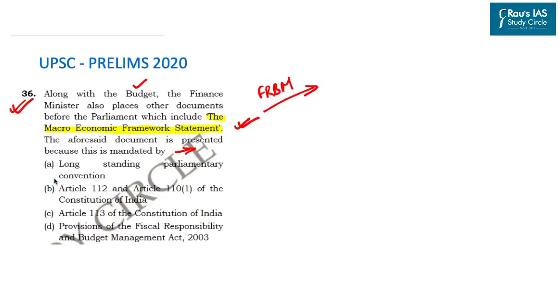So, in this regard, the options provided were A. Long-standing parliamentary convention, B. Article 112 and Article 110 Clause 1 of the Constitution of India, C. Article 113 of the Constitution of India, and D. Provision of the Fiscal Responsibility and Budget Management Act 2003. So, since I have given you a hint regarding FRBM, here the correct answer becomes D.